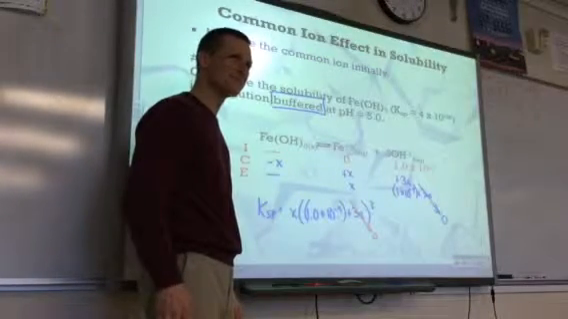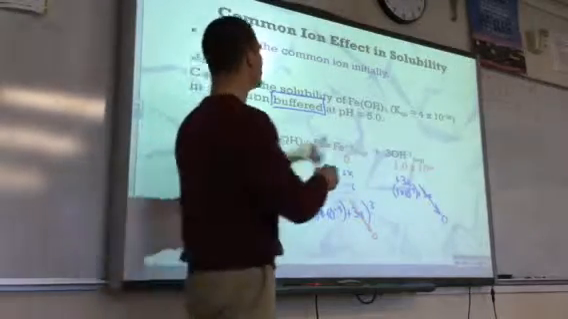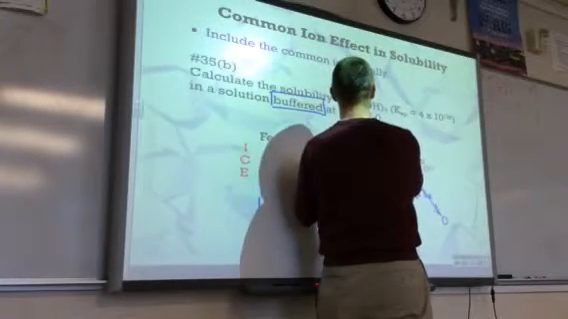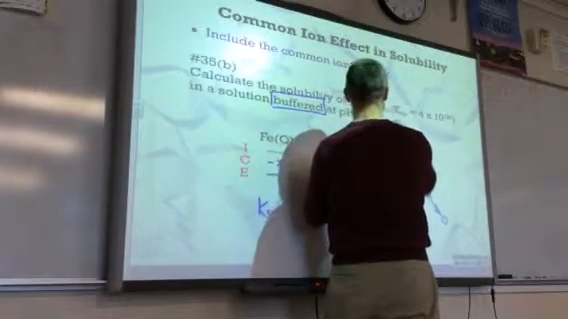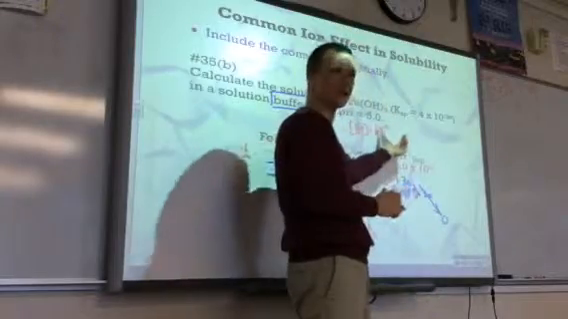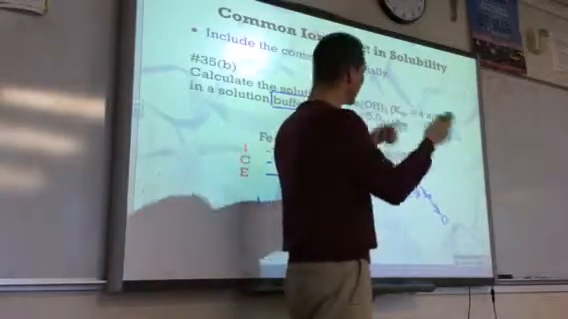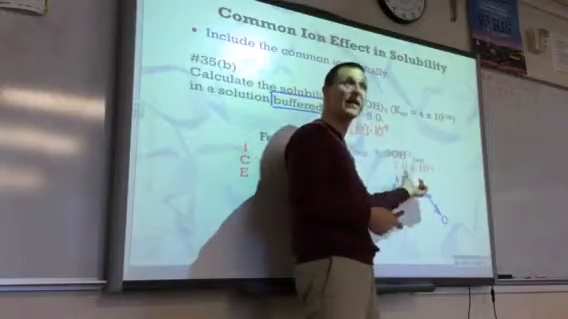Where'd you get the 1 times 10 to the negative? Oh, because the pH is 5, that means the hydrogen concentration is 10 to the negative 5th. Right? Negative log of that number is 5. And therefore, the hydroxide concentration is Kw divided by that. That's how I came up with that.